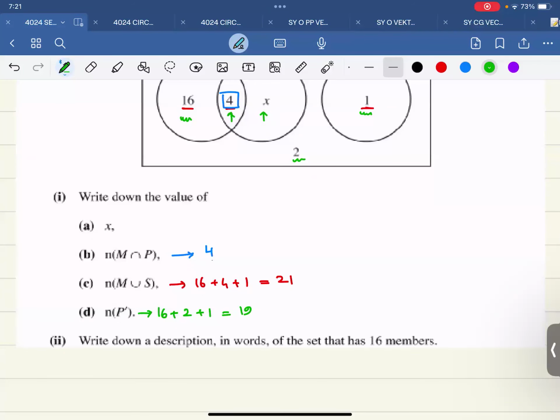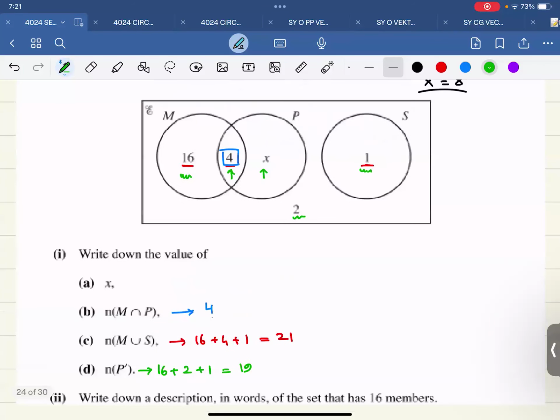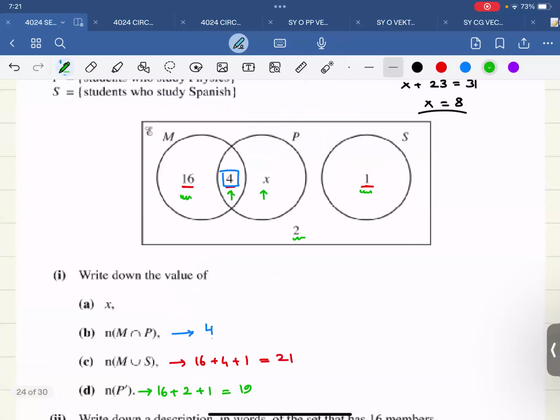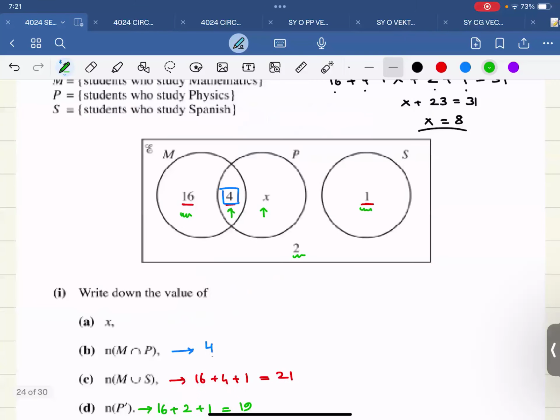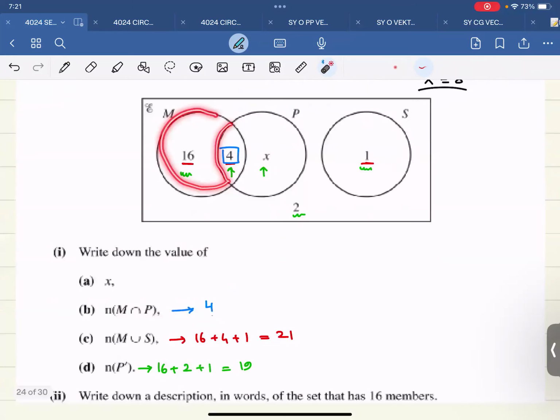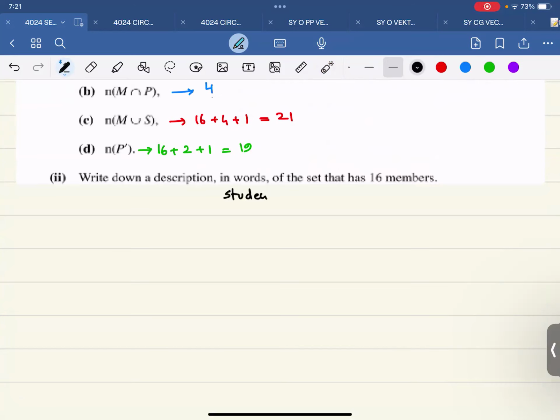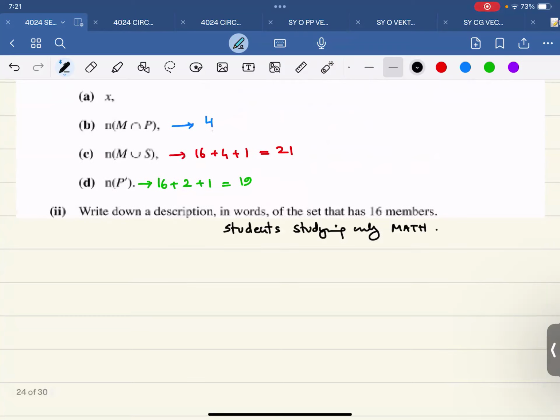Write down a description in words of the set that has 16 members. Which set has 16 members? That is the set. So these are the students who study only math. So that's how you write it in words.